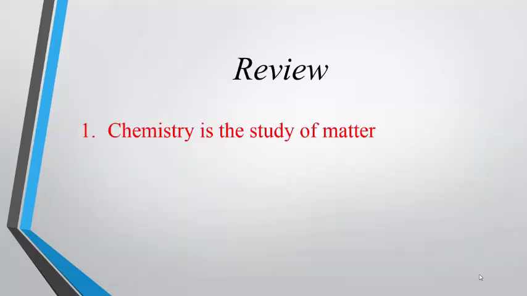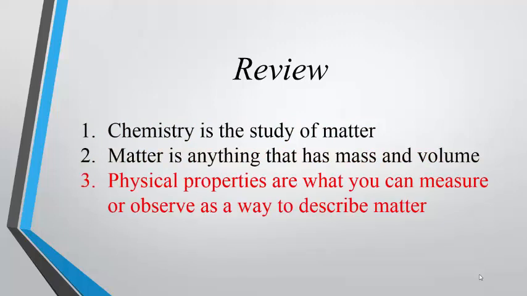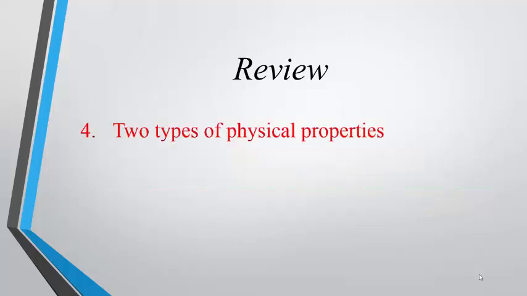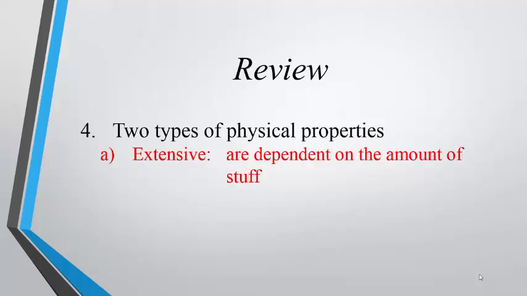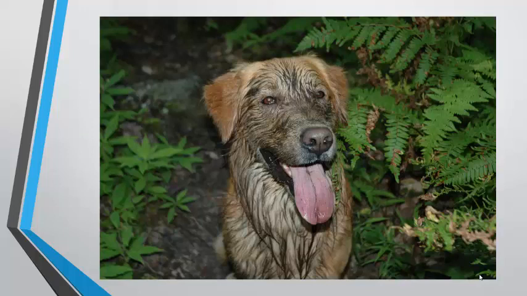So to review things, chemistry is the study of matter. Matter is anything that has mass and volume. Physical properties are what you can measure or observe as a way to describe the matter. There are two types of physical properties: extensive, which do depend upon how much you have, and intensive, which are independent of how much you have. And a chemical property is the ability for a substance to undergo a specific reaction.